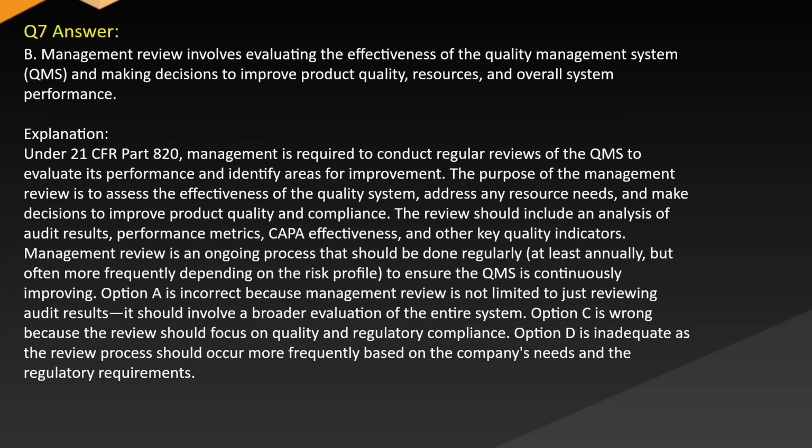Answer: B. Management review involves evaluating the effectiveness of the quality management system (QMS) and making decisions to improve product quality, resources, and overall system performance. Explanation: under 21 CFR Part 820, management is required to conduct regular reviews of the QMS to evaluate its performance and identify areas for improvement. The purpose of the management review is to assess the effectiveness of the quality system, address any resource needs, and make decisions to improve product quality and compliance.